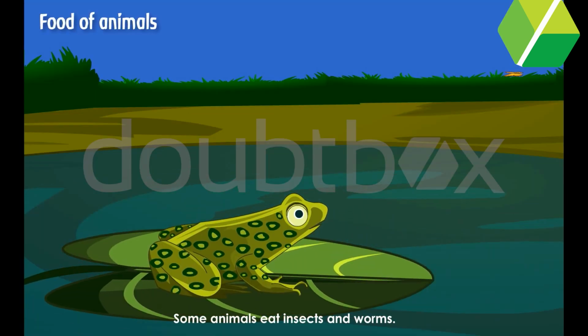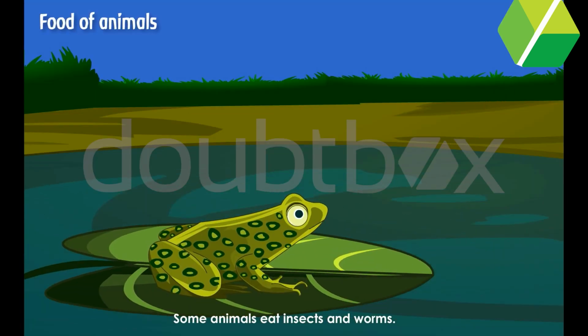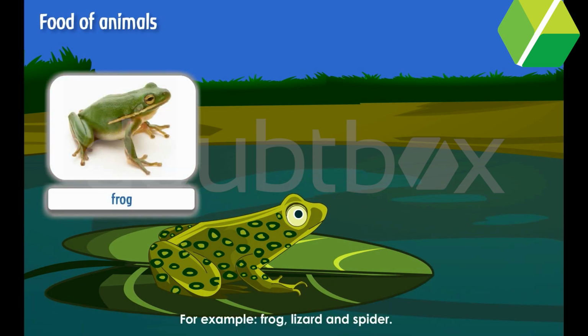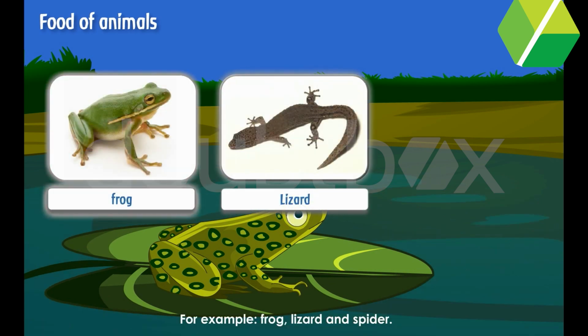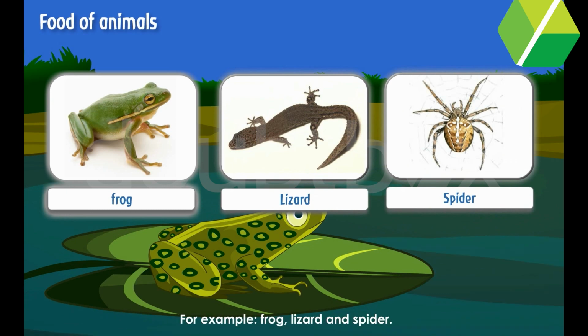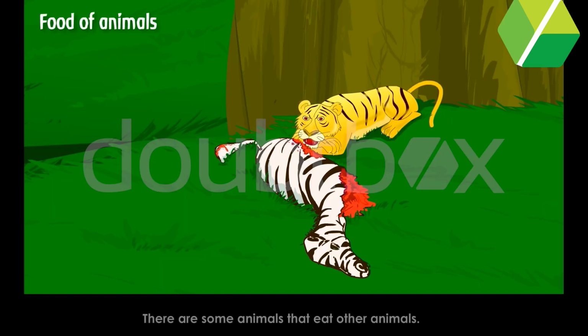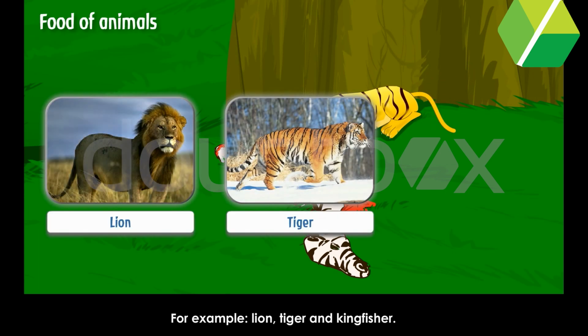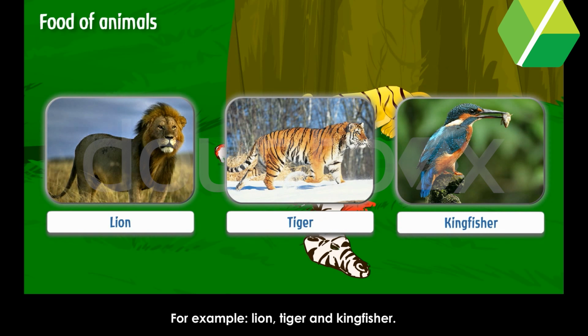Some animals eat insects and worms. For example, frog, lizard, and spider. There are some animals that eat other animals. For example, lion, tiger, and kingfisher.